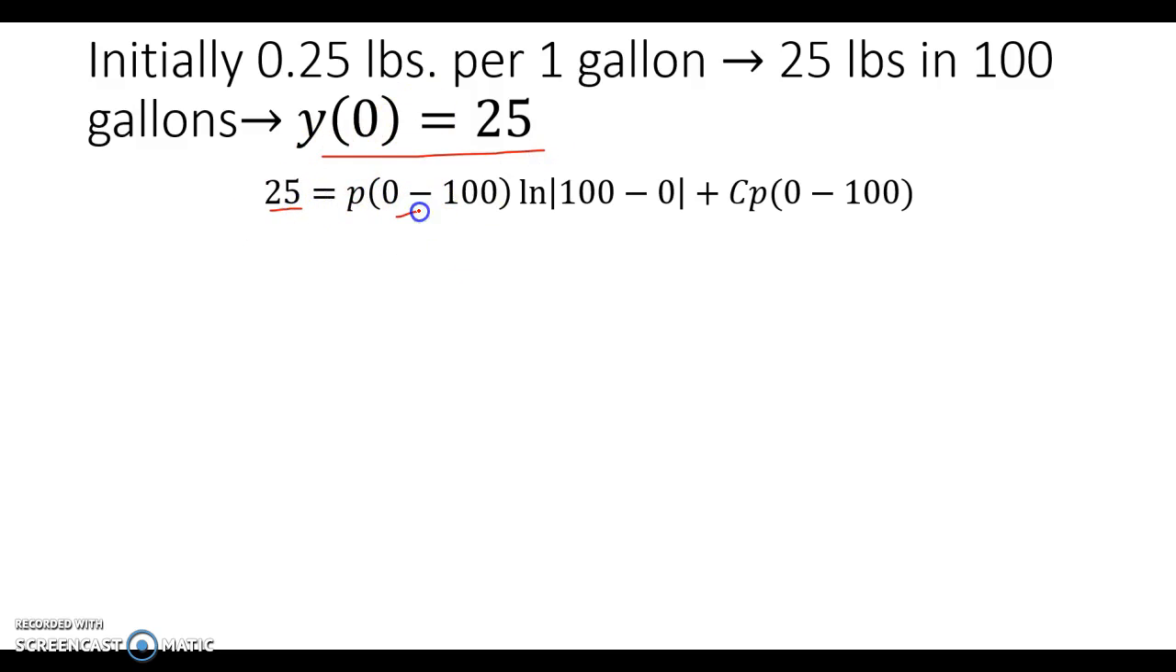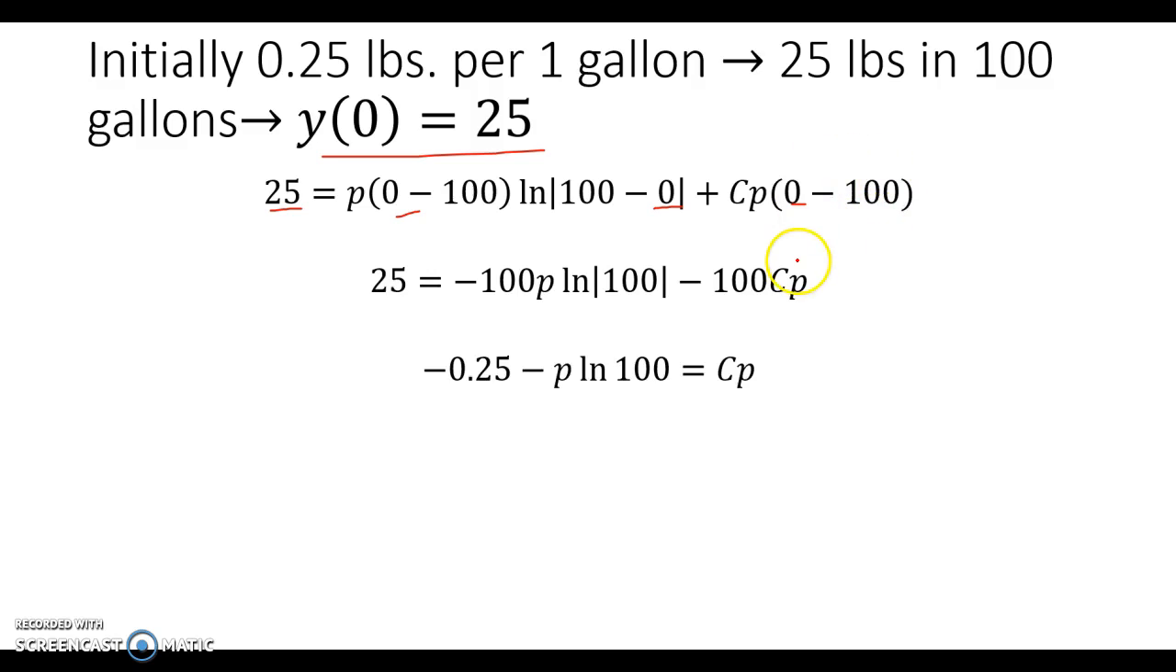Plug in 25 for Y, 0 for T. Do some reduction on that. 0 minus 100. Now that's going to give me negative 100. Natural log of 100 minus 100, which is the minus 100 that comes from here.